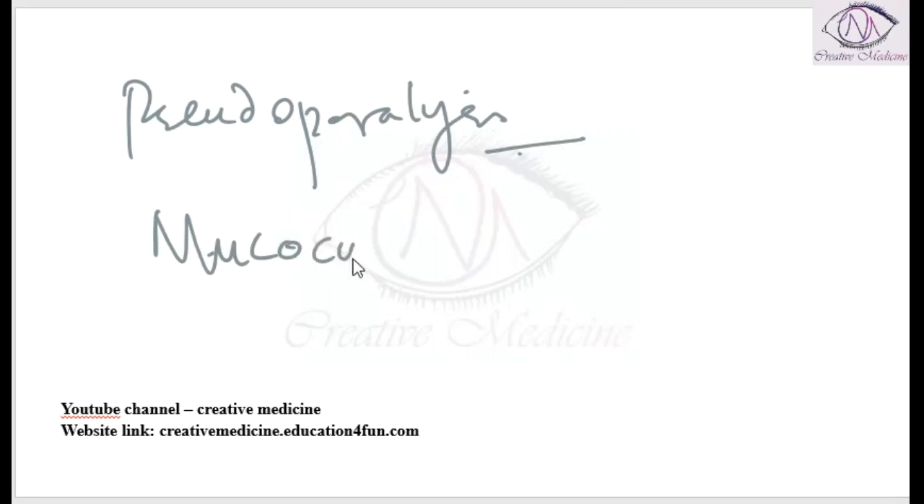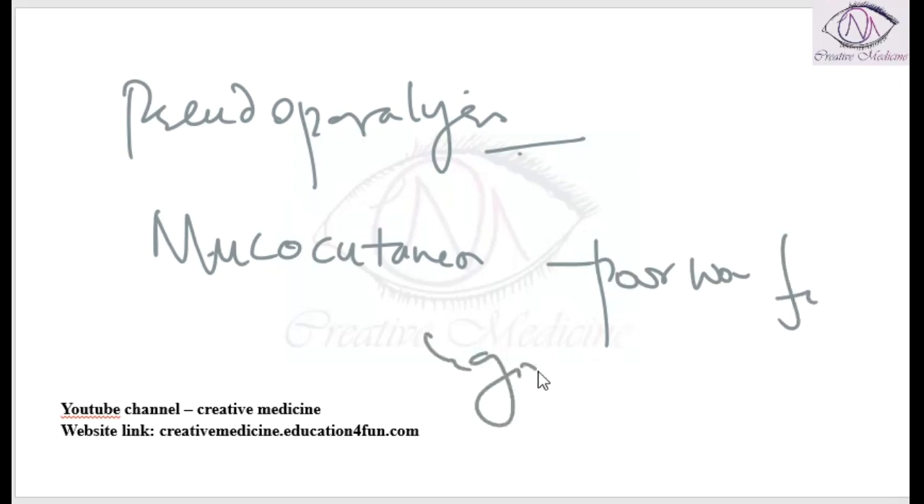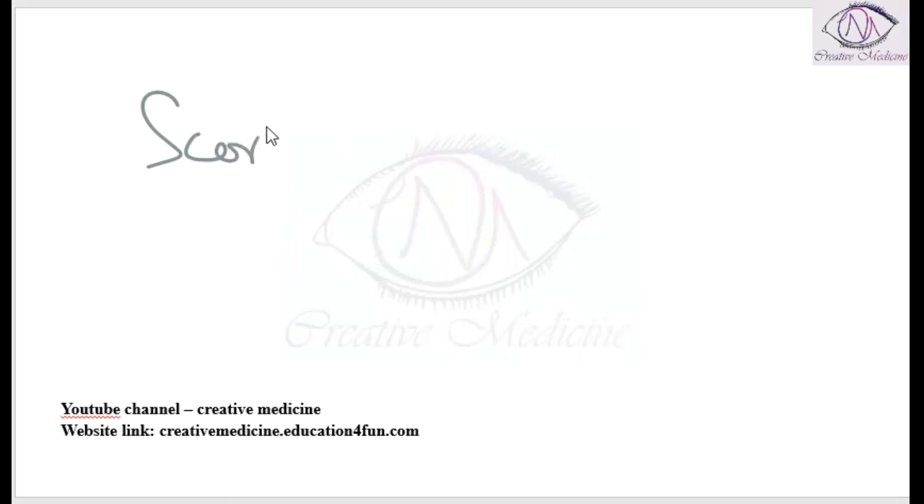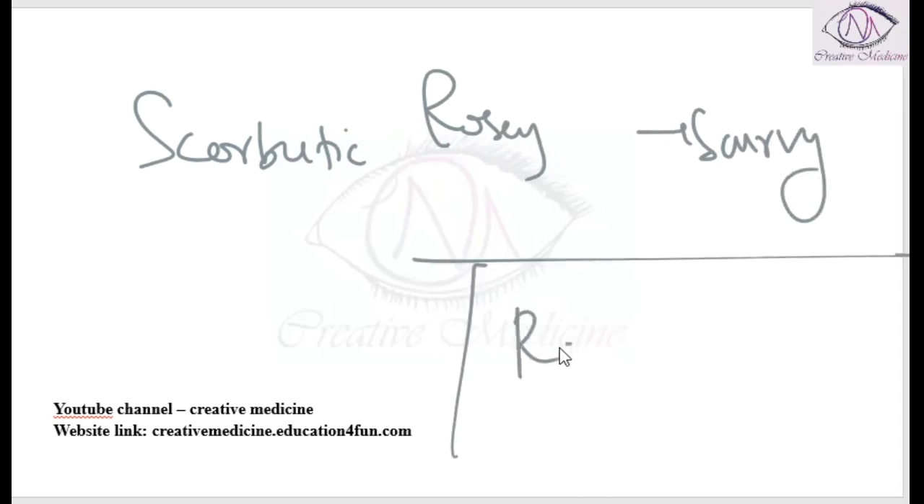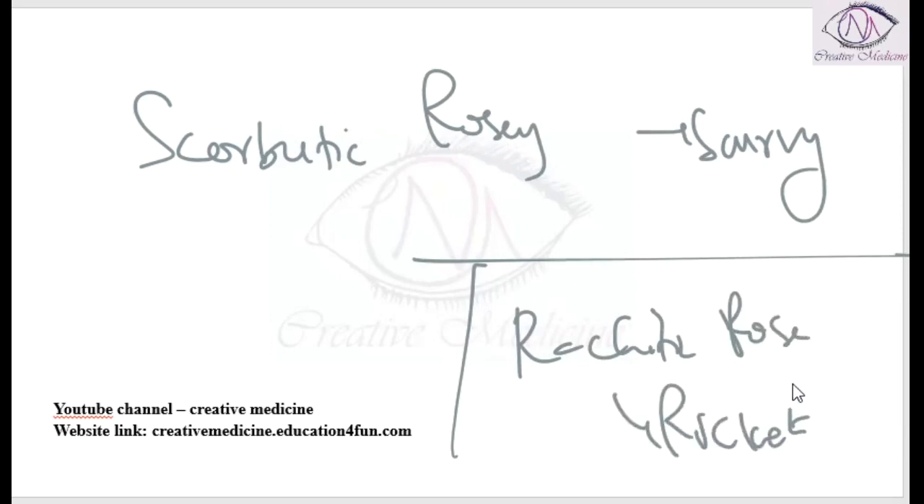Mucocutaneous findings: you will see poor wound healing with gingival swelling, bleeding, and ecchymosis. There is scorbutic rosary. Scorbutic rosary is seen in scurvy, whereas rachitic rosary with sternal depression is seen in rickets. So rosaries can be seen in rickets, scurvy, and chondrodystrophy.